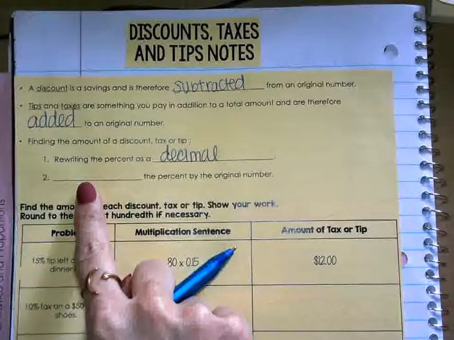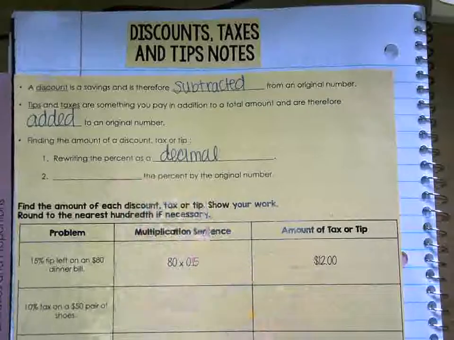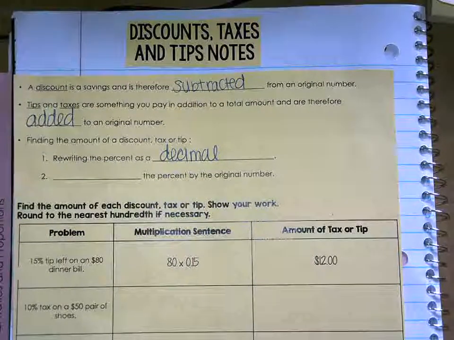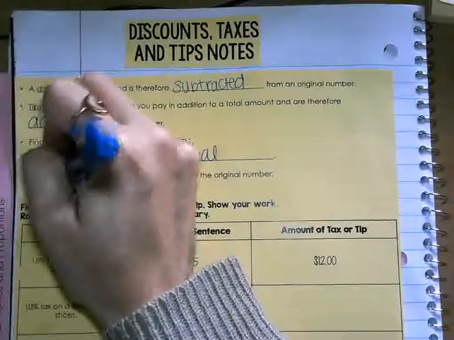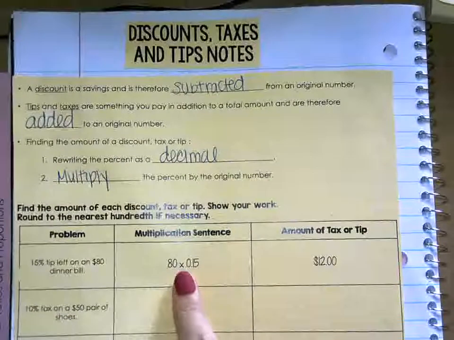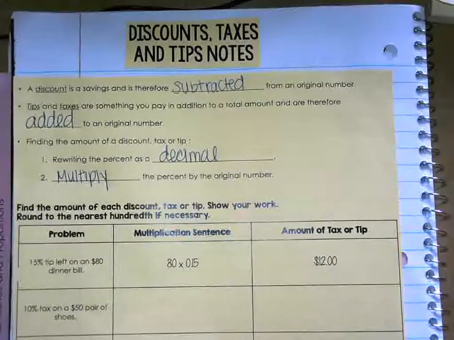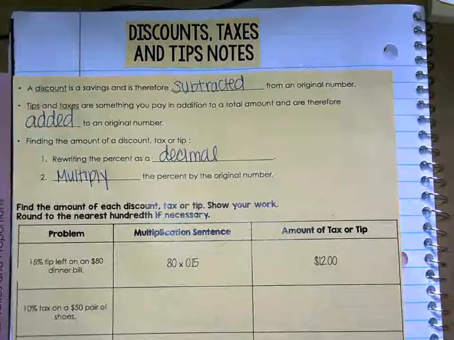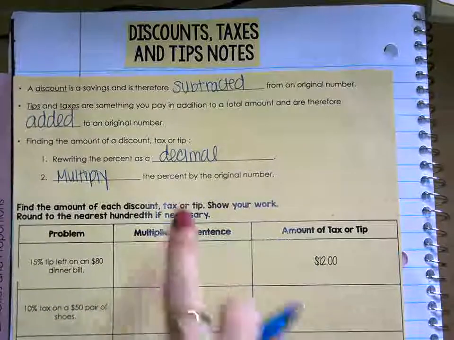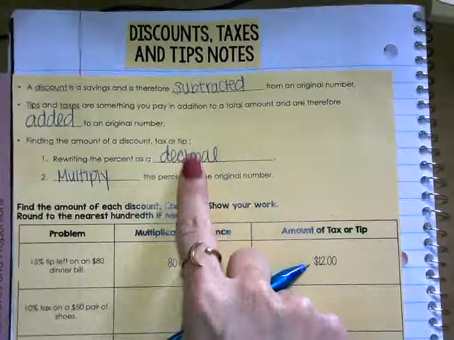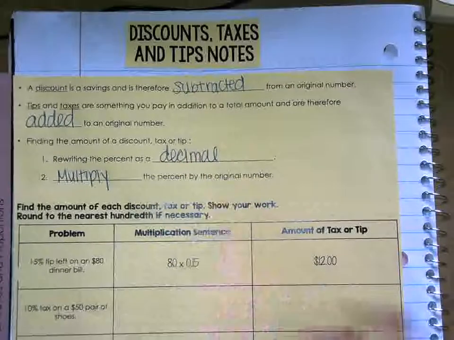And then what operation do you think I'm going to do with the decimal and the original number? I'm going to multiply. You're right. It also says it right down here, doesn't it? Kind of gave you an early hint. So to solve for your tax or your tips or your discounts, you will rewrite the percent as a decimal and you will multiply the percent decimal by the original number.